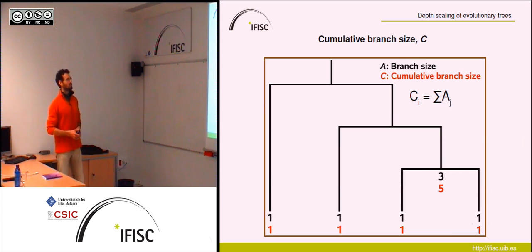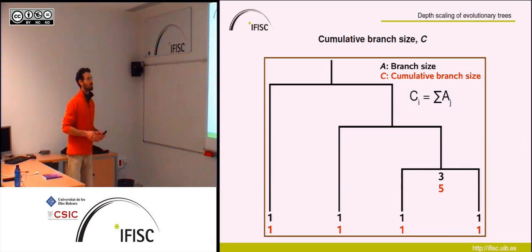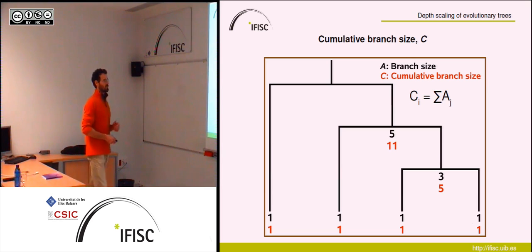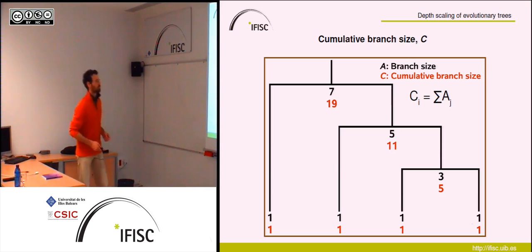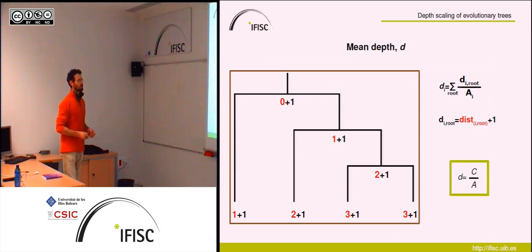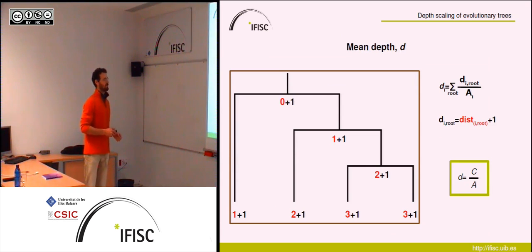The cumulative branch size, on the other hand, is defined as the sum of all the A values for the different nodes that build up a certain subtree or tree of life, or phylogenetic tree. In that sense, all the tips have a C value of 1, while for this subtree of 3 nodes, since the A values for the different nodes are, the two tips have A value 1, and the internal node has A value 3, the C value for the internal node is 5. For this internal node, the C value is 11, and for this is 19.